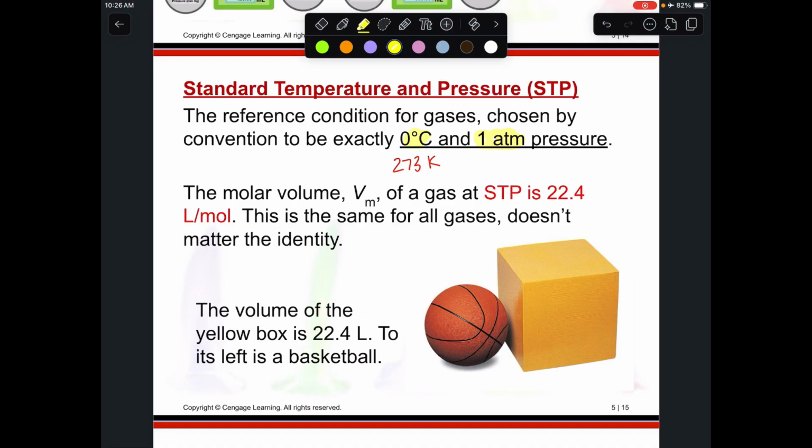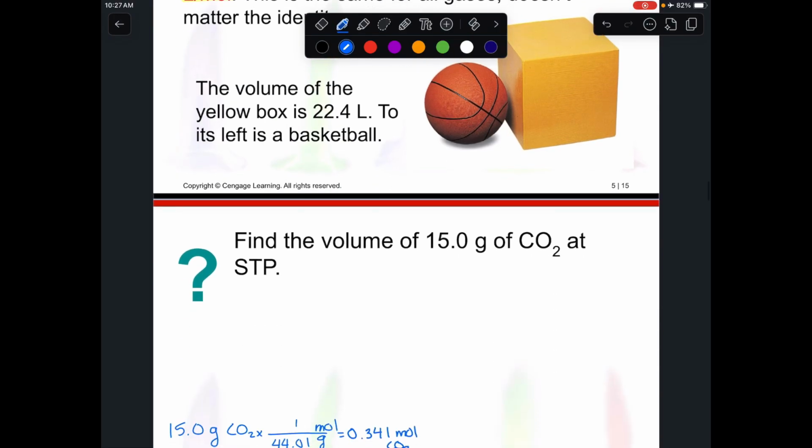So at STP, at standard temperature and pressure, we can utilize the relationship of 22.4 liters per mole. Now, what is nice about this is that it's actually a conversion factor. So this means at STP, at 1 ATM of pressure and 273 Kelvin, there are 22.4 liters of gas in 1 mole. Okay, so we can utilize that in a fraction situation. I'm going to go ahead and show you that here on the next slide.